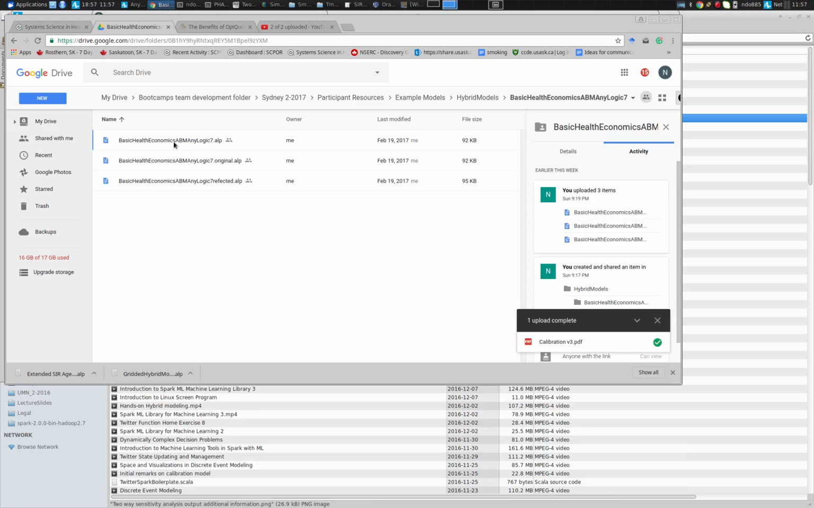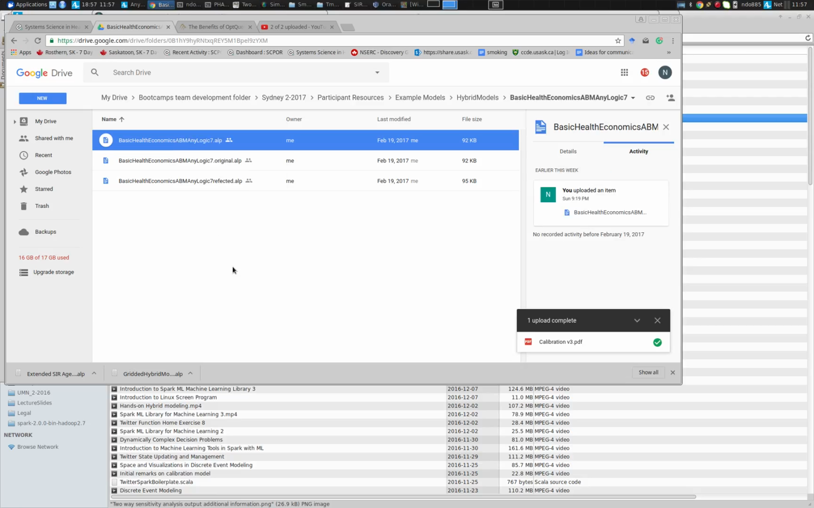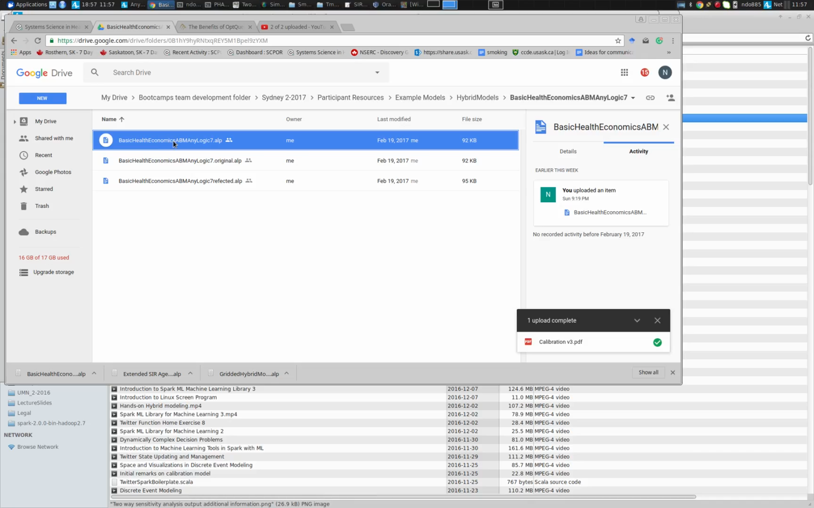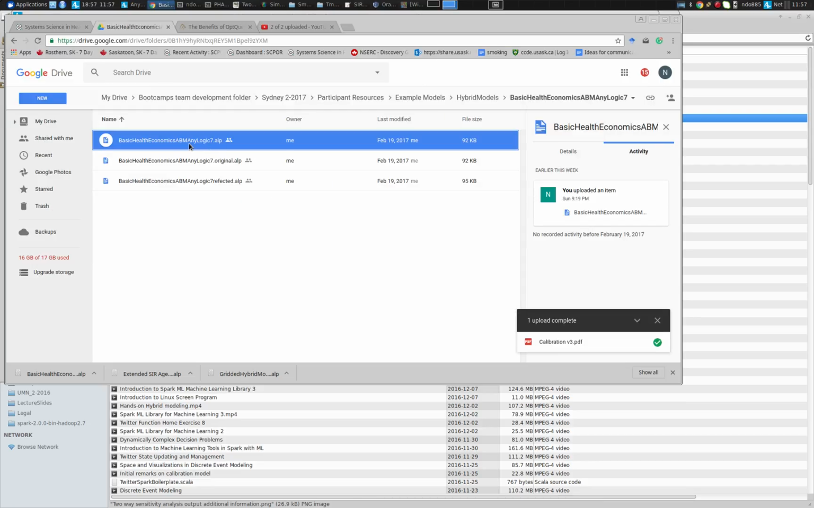These have unclear names. I'm not quite sure of the designation, but I don't think you want the refactored one. I think it was supposed to be refactored, but yeah. Is that like reinfected? Yeah. Okay, so see if you can download the normal one. Basic Health Economics, AnyLogic, ABM, AnyLogic 7. So original? No, the shortest. The shortest one.